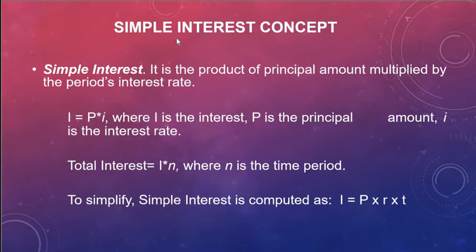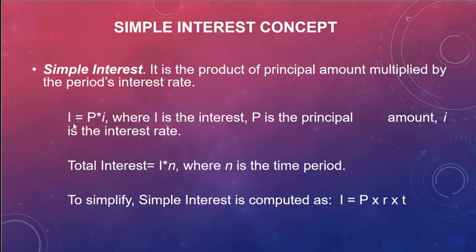So, let's discuss this simple interest concept. So, since we're talking about interest, merong dalawang konsepto ng interest. So, one, it could be a simple interest. The other one is, it could be compounding interest. So, pag sinabi natin simple interest, this is just a product of principal amount multiplied by the period's interest rate. So, ito very straightforward. So, if you want to get the interest, if that's simple, then you simply multiply your principal times the interest rate which is applicable for that specific period.